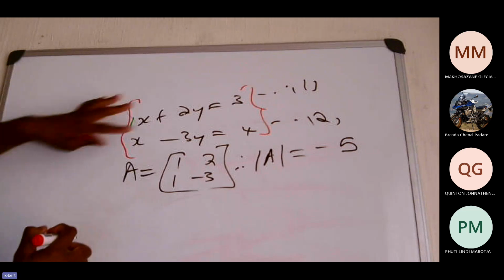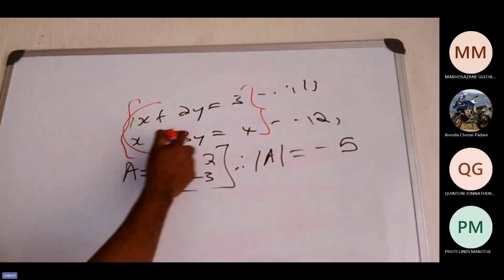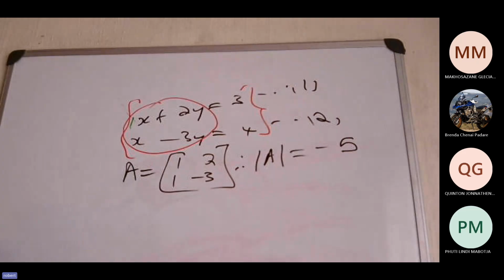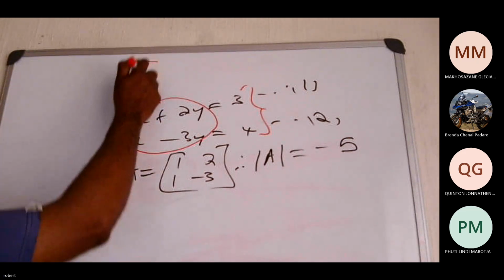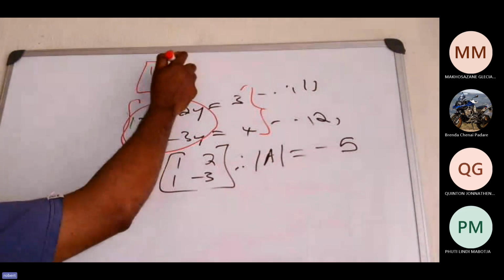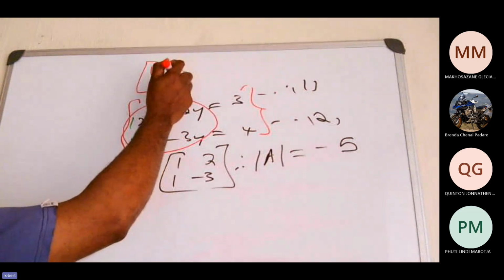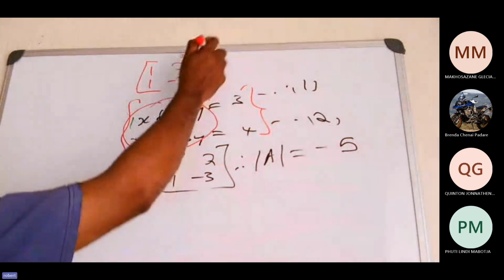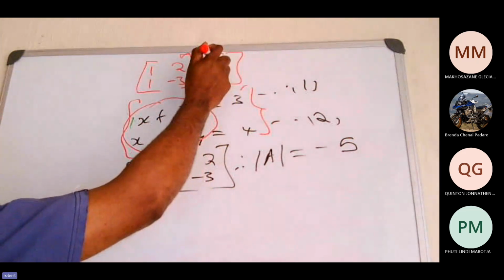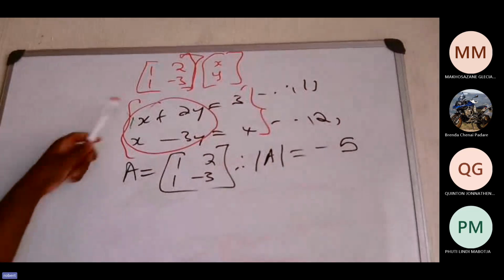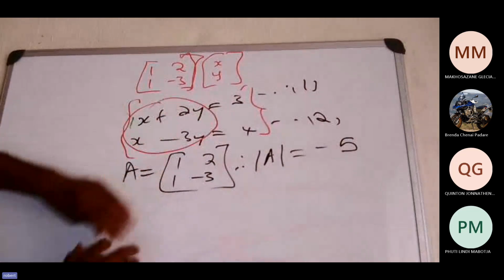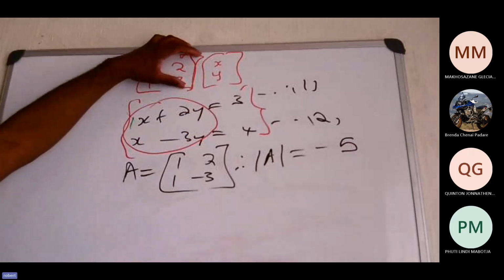Now, look at it. This part, if you write it in matrix form, it will be this. You still write the numerical coefficients, and this is the product of X and Y. I'm uncomfortable because I can't see you, but what is happening? So the left side of this linear system can be written as this product.